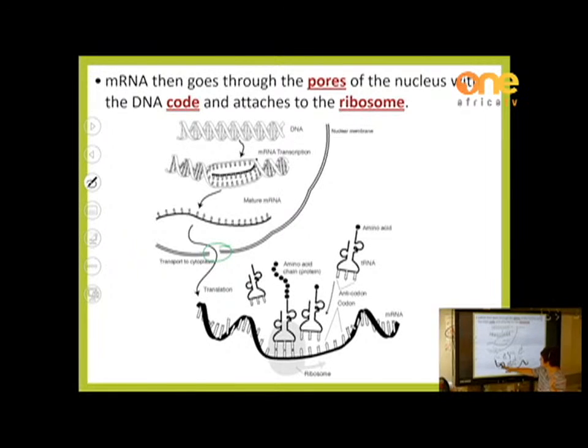It's taking this message to the ribosomes. In the ribosomes, there are transfer RNA. Transfer RNA, this is a tRNA or a transfer RNA. We see that attached to each transfer RNA is an amino acid. So this amino acid will only be attached to this specific 3 bases.